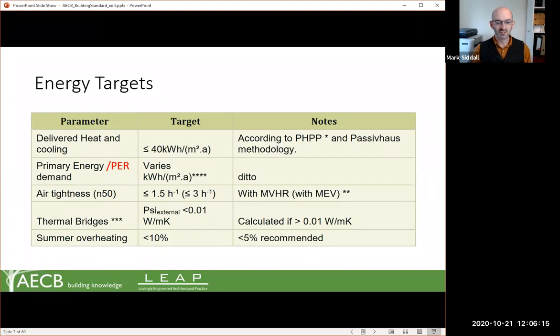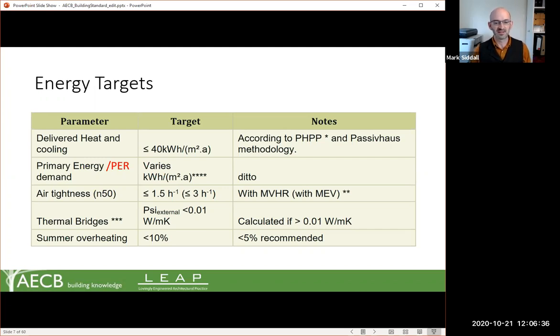In terms of thermal bridging, we're talking about minimizing thermal bridging so that, using Passivhaus methodologies, you can achieve zero thermal bridging. Now, what this means in practice is that anything that achieves less than 0.01 watts per meter Kelvin is considered thermal bridge free.